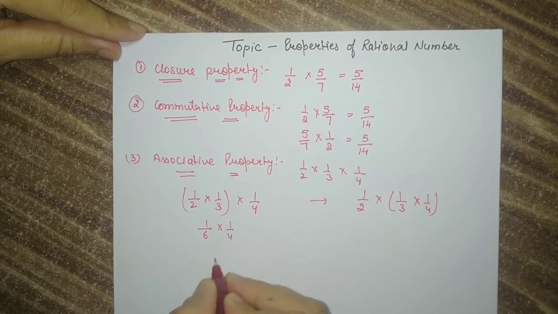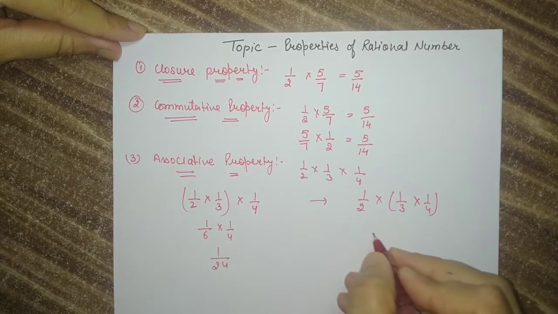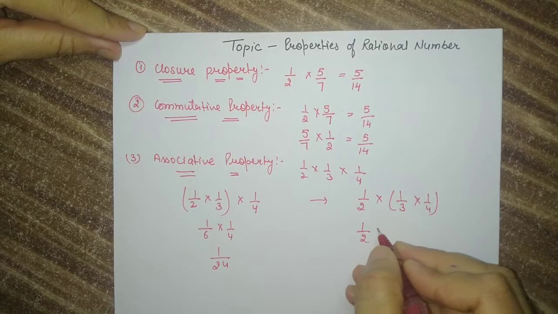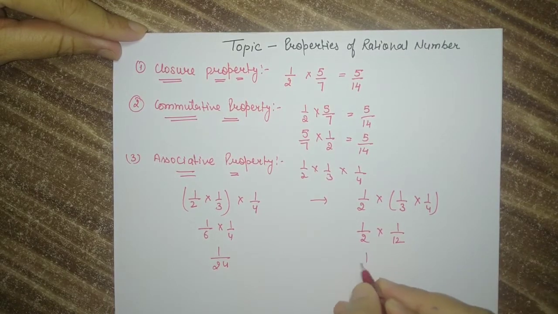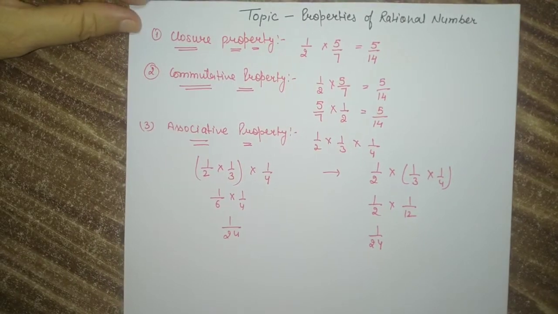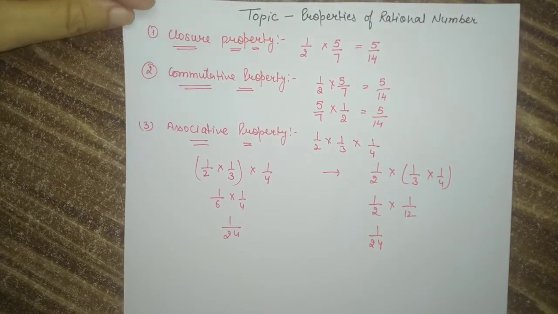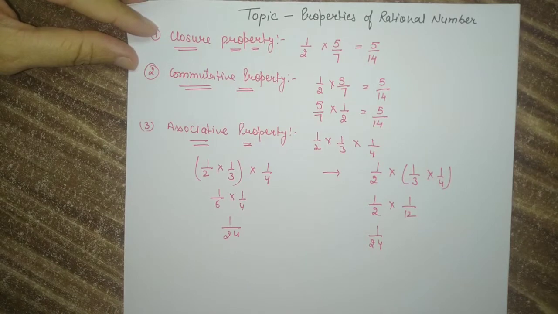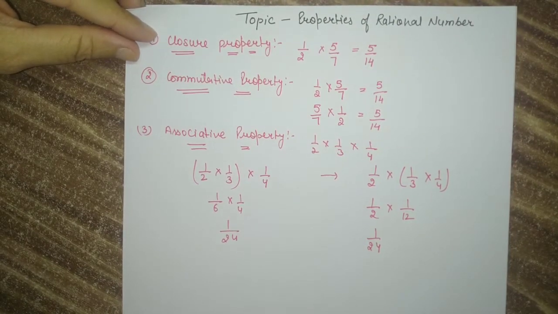From the first solution we get the answer 1 by 24. On the second side, we get the same answer, 1 by 24. So what we observe from here, friends, is that there is no effect of grouping in case of associative property when we multiply two or more numbers.